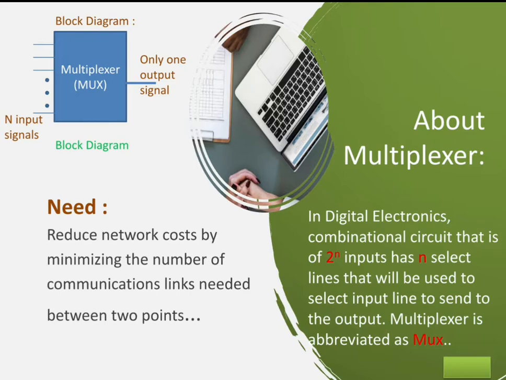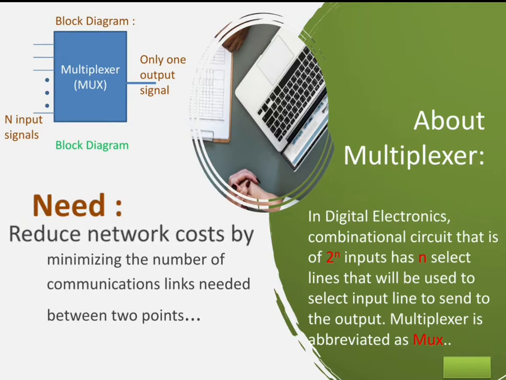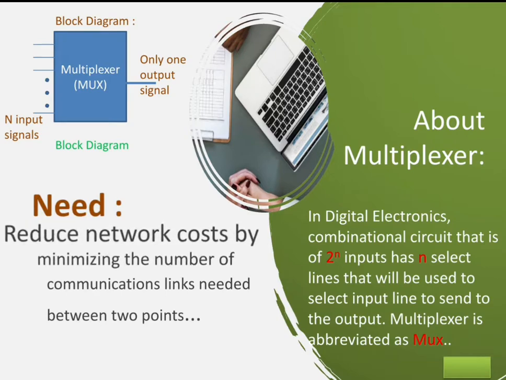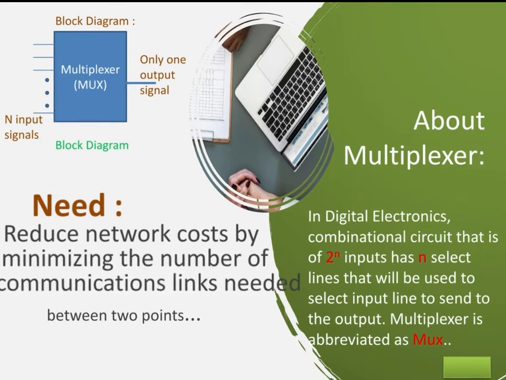And the basic need, because it reduces network cost by minimizing the number of communication links needed between two points. Multiplexer uses fewer gates and fewer wires. That's why it is more in need now.